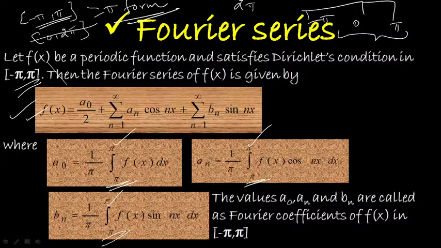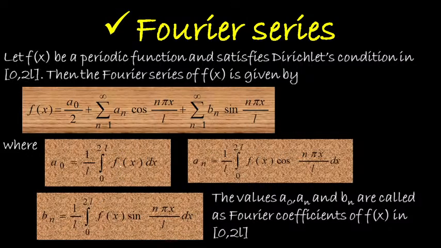any function defined in an interval 0 to 2 pi. Here for minus pi to pi means you have to take the interval limit, that is the integral limit, from minus pi to pi. That is the only difference. Okay. So next we move on to, suppose instead of defining the function in the pi form, so let me move on to the next, L form. This is another case we are going to discuss later.